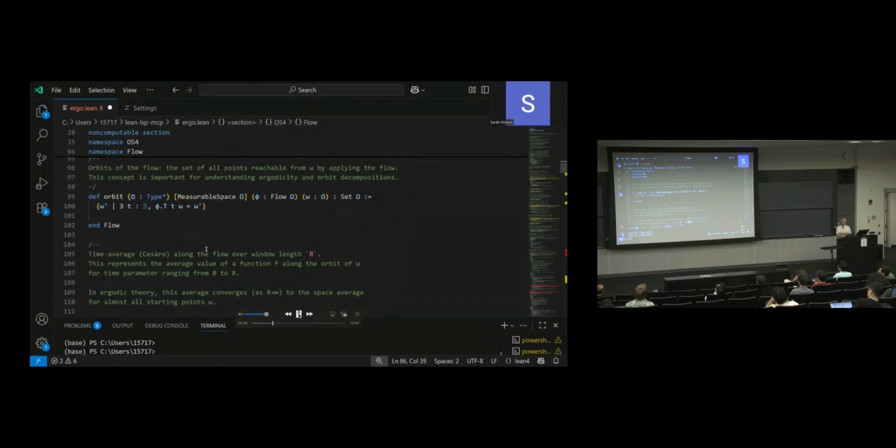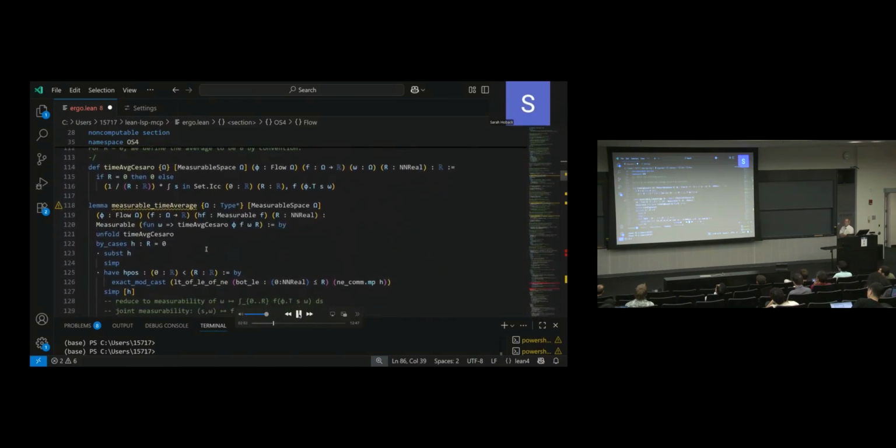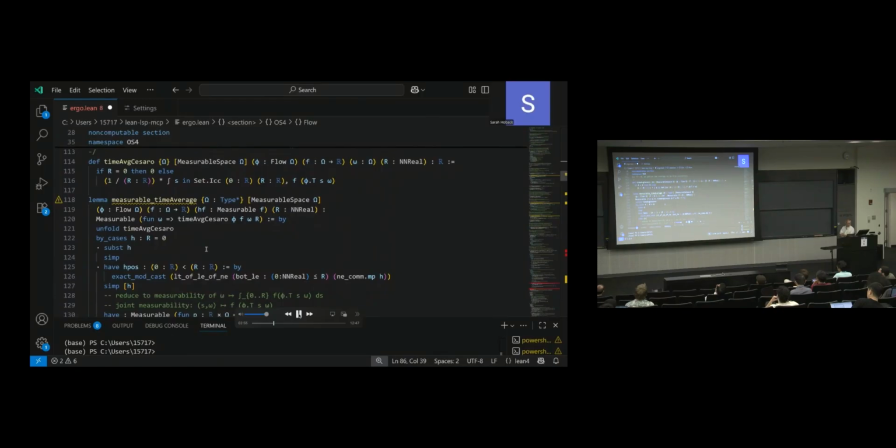We have a definition of the orbit. So the orbit of omega is everything you can reach by flowing in time. And this is useful because time averages run along orbits. Next, we formally state our time averages. So we have thus a zero time average.